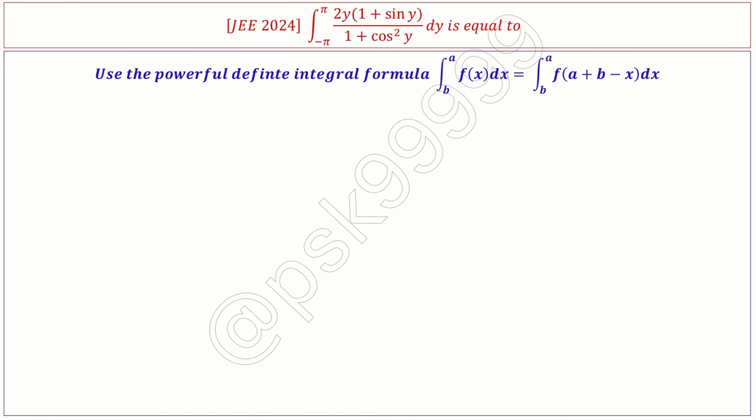Integration from b to a of f of x dx is nothing but integration from b to a of f of a plus b, that is the sum of the limits, minus x dx. And when you see the same limits with different signs, most of the time, 99%, you should first check with this formula. Because pi plus minus pi is 0, you are actually replacing y with minus y, or x with minus x, correct? So in these problems, 99% this formula will work. Let's see how to apply this here and solve this problem.